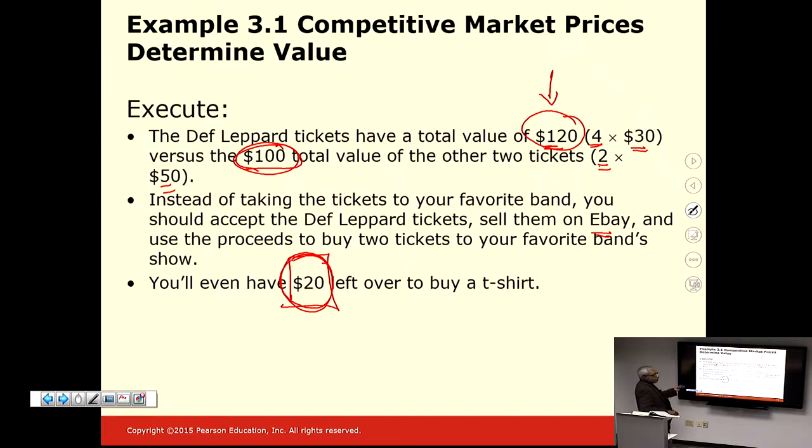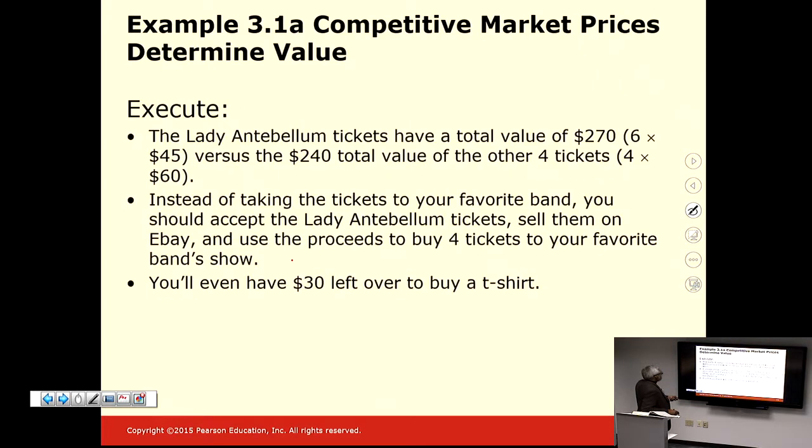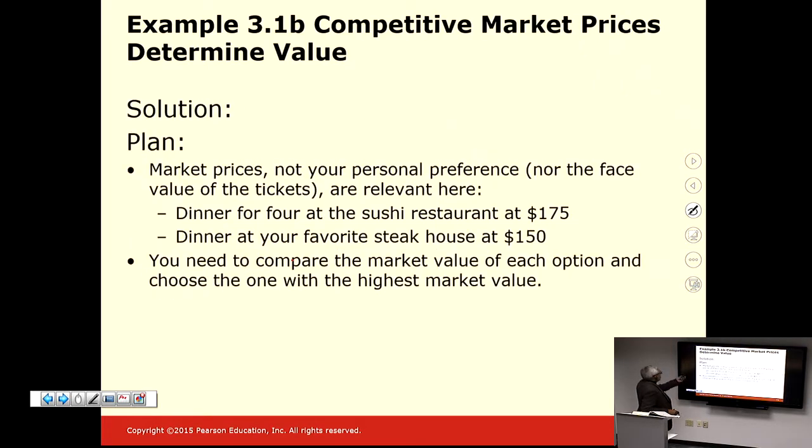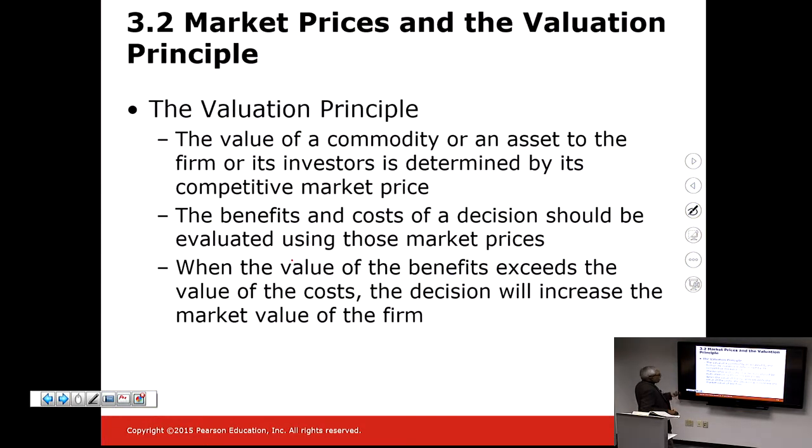Now, this can be translated into more economic terms with financial assets, something that we will see in this course and in other finance courses. You can look at other variations of the same problem as you work through the rest of the slides. So that brings us to the basic valuation principles that we use in finance.